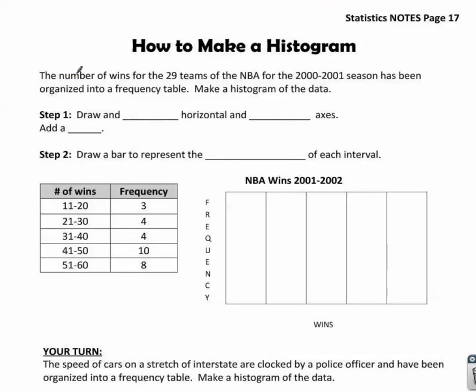So the number of wins for the 29 teams of the NBA for 2000 to 2001 season has been organized into a frequency table. Make a histogram of the data. So step 1, you need to draw and label the horizontal and vertical axis. Add a scale. Then step 2, draw a bar to represent the frequency of each interval. Remember, this is a histogram, so the bars are going to touch.